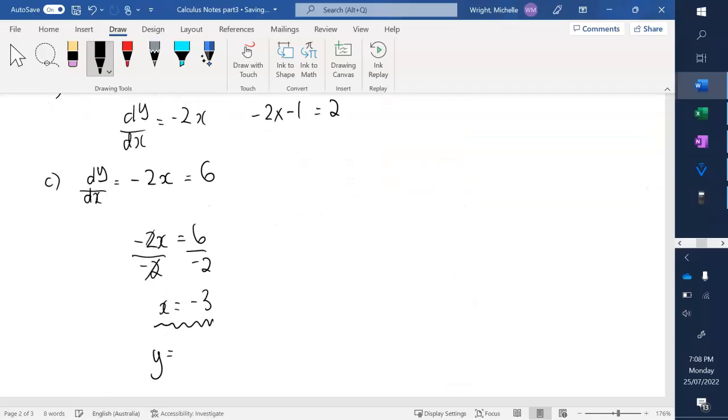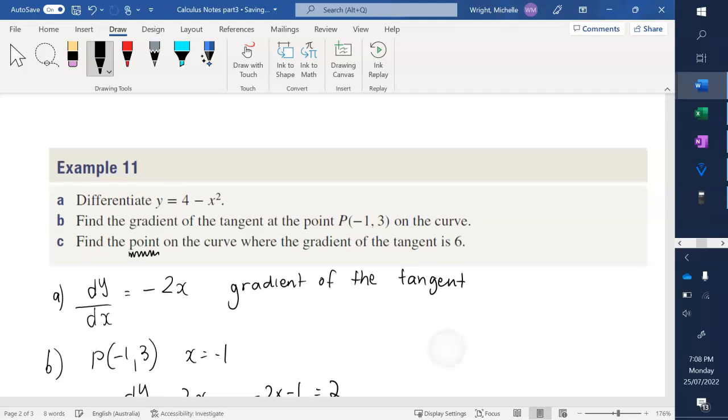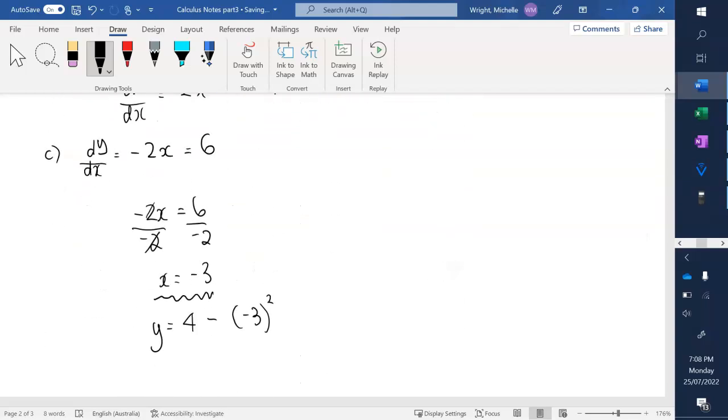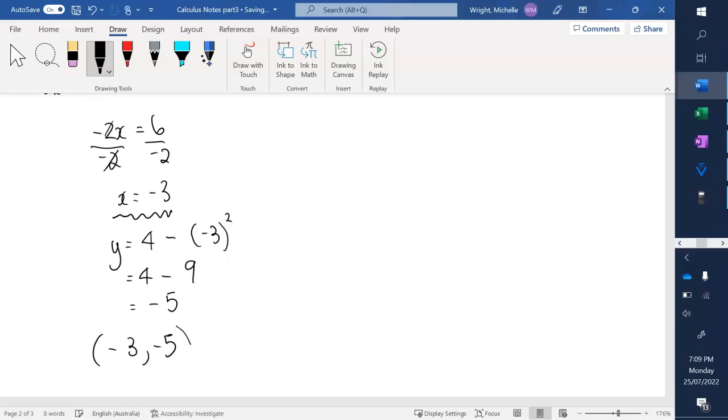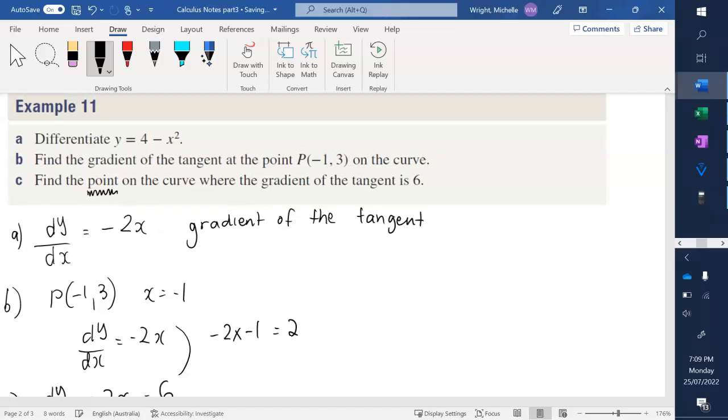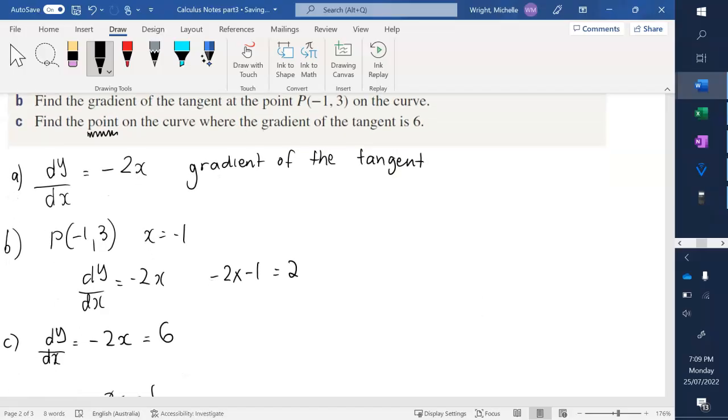So y is going to be equal to 4 minus x squared. Okay, that is equal to 4 minus 3 squared, which is 9. 4 minus 9 is minus 5. So our point is the point minus 3, minus 5. And that is the point on the curve where the gradient of the tangent is equal to 6.